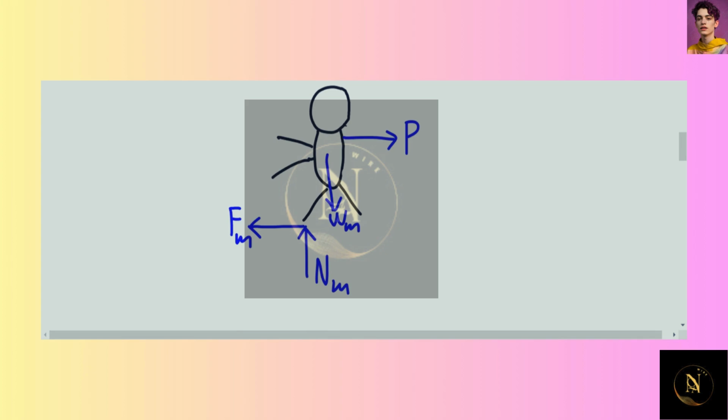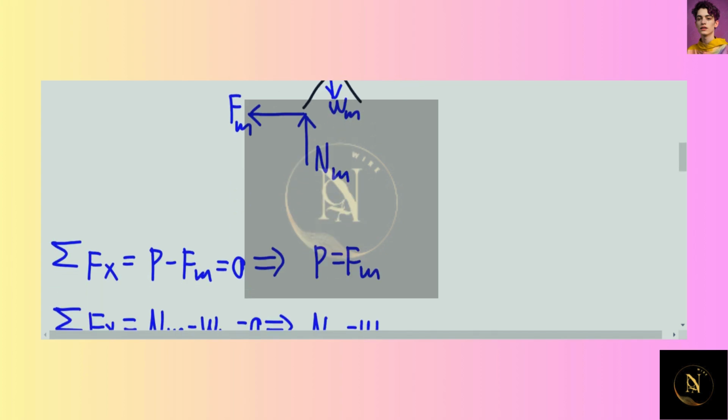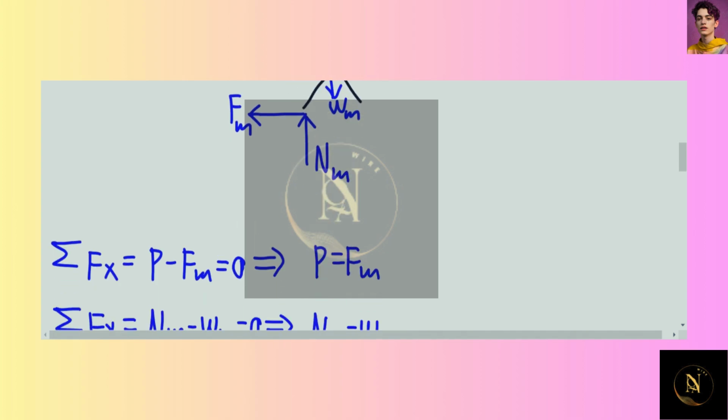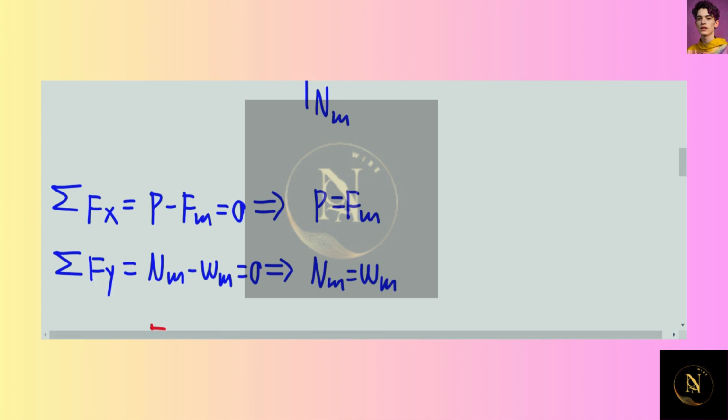So now let's apply the force equilibrium for this case. So the net force along the x and y directions is equal to 0. So we have P minus Fm is equal to 0 along the x direction. So we have P is equal to Fm. Fm here is the friction on the man. And in the y direction, we have Nm minus Wm is equal to 0. So we have Nm is equal to Wm. Nm here is the normal force on the man, and Wm here is the gravity of the person.